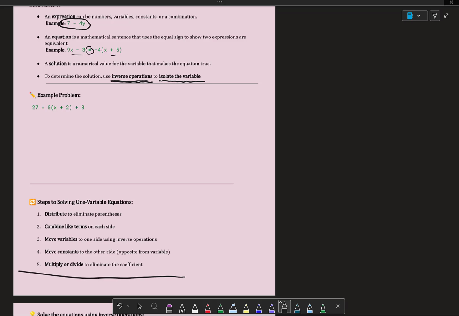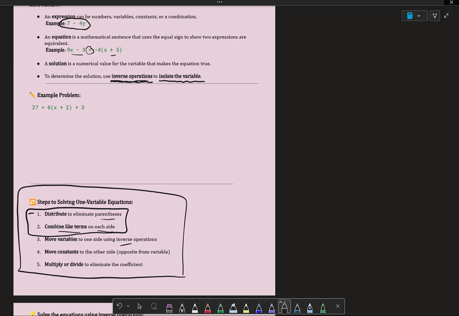So let's do one example problem here, keeping in mind I've got the steps outlined here. At the beginning of these steps, we're going to follow PEMDAS, order of operations. We're going to distribute to eliminate parentheses first. Of course, that's the first part of PEMDAS. We're going to combine like terms on each side. Really these first two steps, that's not algebra. This is just arithmetic that you've done in all of your previous years of math. Steps 3, 4, and 5, that's when we get into the algebra because we'll be using inverse operations.